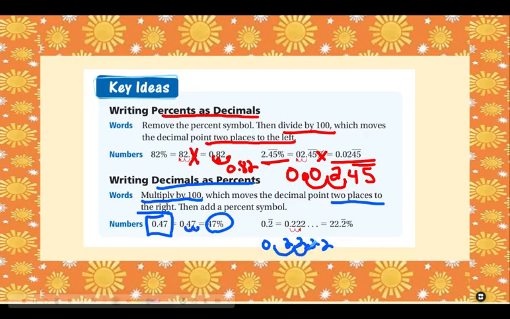So when my decimal goes between 22.2, put the repeater bar, and then we'll put a percent symbol. Okay?